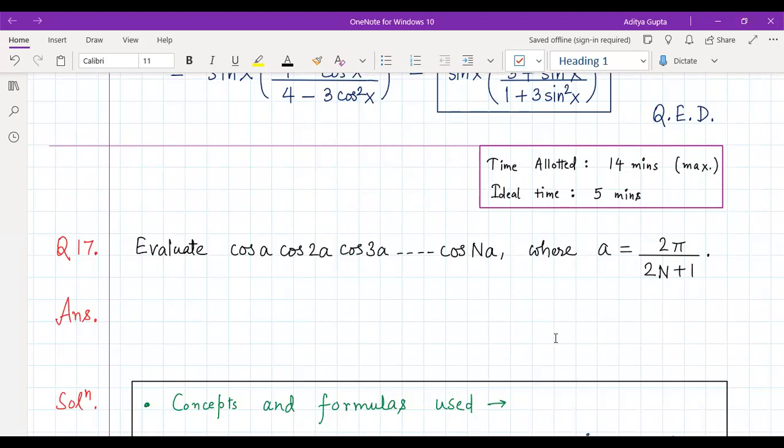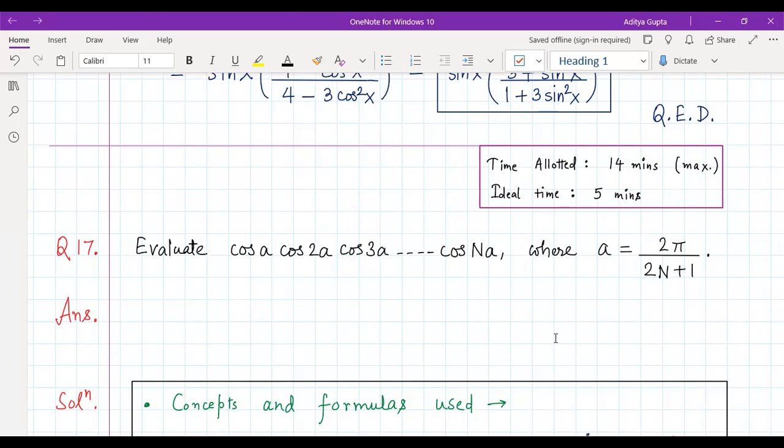Today we have another very good and interesting problem, and quite honestly speaking, a very tough and difficult question from the chapter of trigonometry. The question is asking us to evaluate the value of cos A into cos 2A into cos 3A up till cos NA, where A is equal to 2 pi upon 2n plus 1.